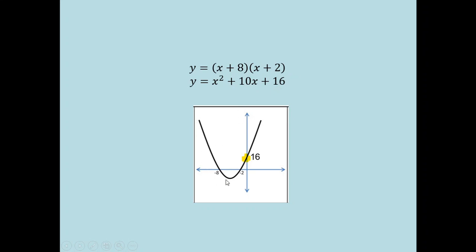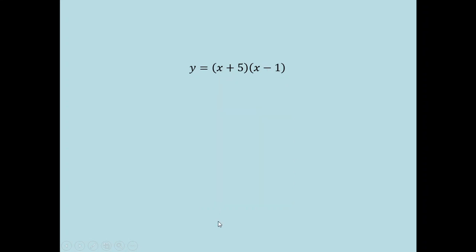I still need to find my vertex point. It's right in between -8 and -2. -8 plus -2 is -10, divided by 2, that's -5. And I could use that -5 value in the original quadratic to work out what y would be, or I can complete the square. And that's an easier way to find my vertex point. When this bracket is equal to 0, x is -5, and y is equal to -9. So that's the point (-5, -9).